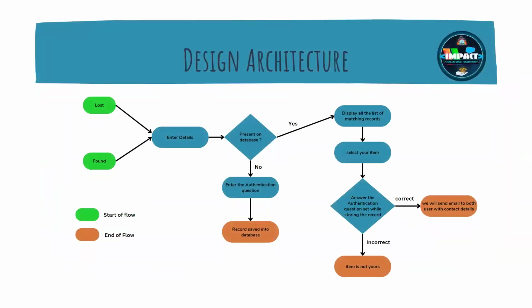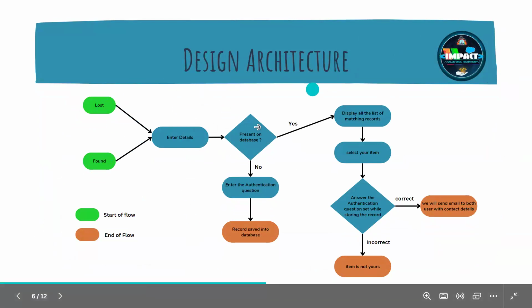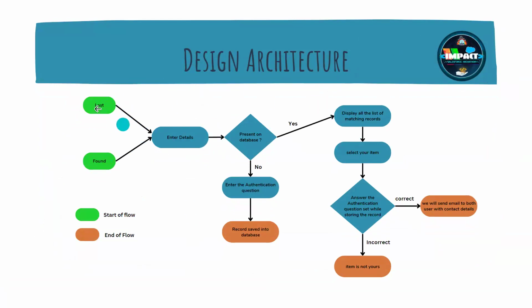So we'll deep dive into the design architecture of our system. We have two personas, we can say, two users: lost and found user. If a lost person visits our community website, we have a form created. There are two buttons, lost and found. So the person has to enter their details.